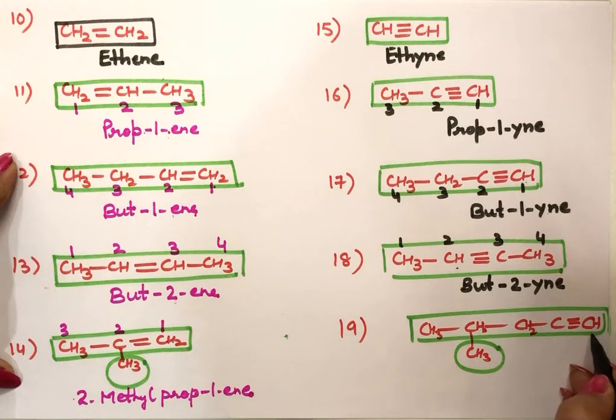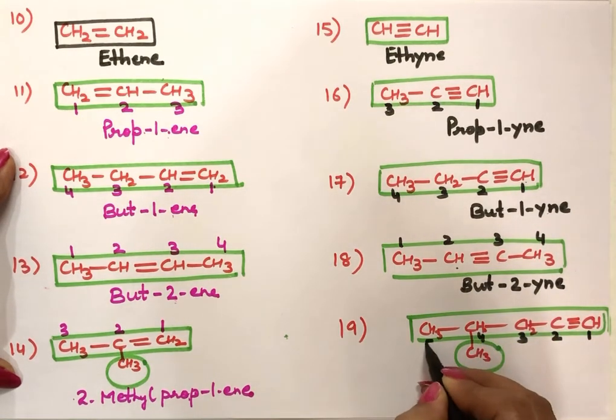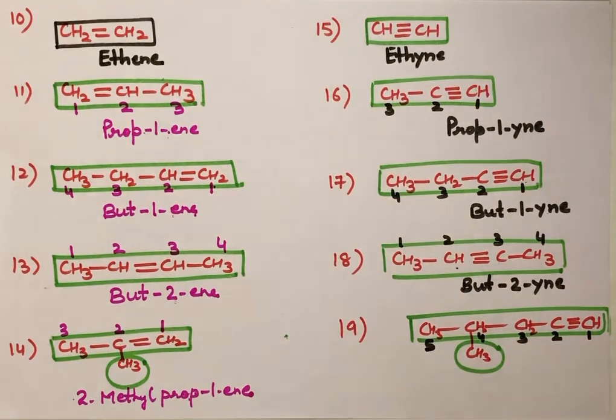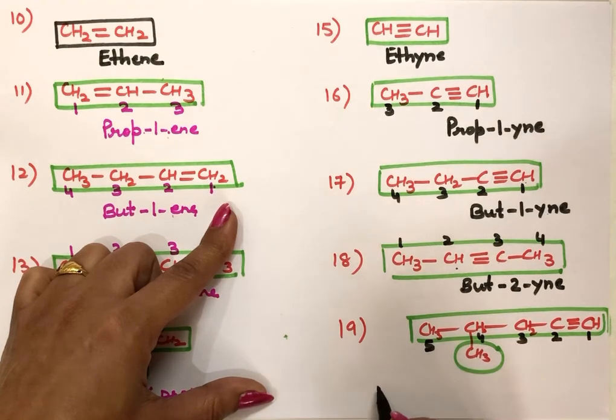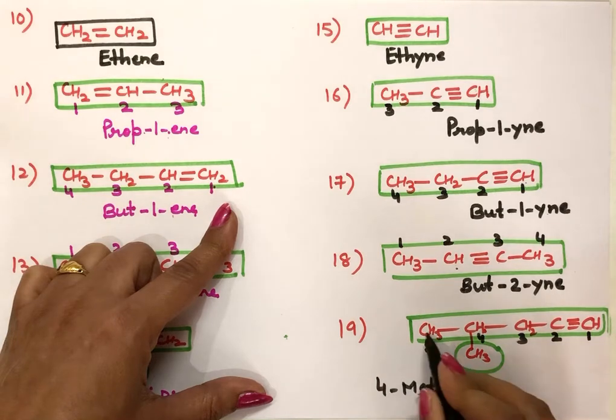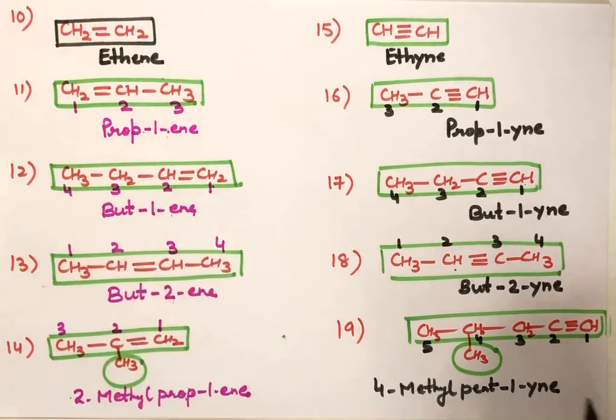Now this compound, numbering from this side, from the triple bond side. Now the name of this compound. First will be the name of the substituent and before this its position. 4-methyl. Now come to the chain, 5 carbon atoms, pent, and after this ine, and its position is 1. So pent-1-ine is the name of this compound. And with this, the nomenclature of hydrocarbons is complete. IUPAC nomenclature of hydrocarbons.